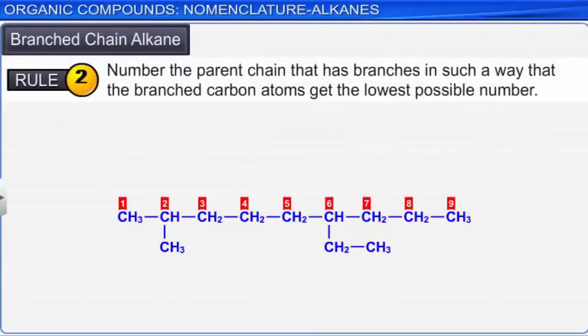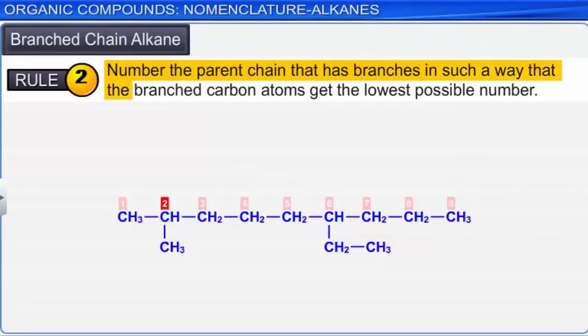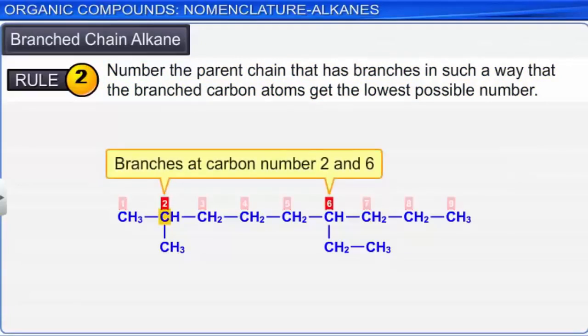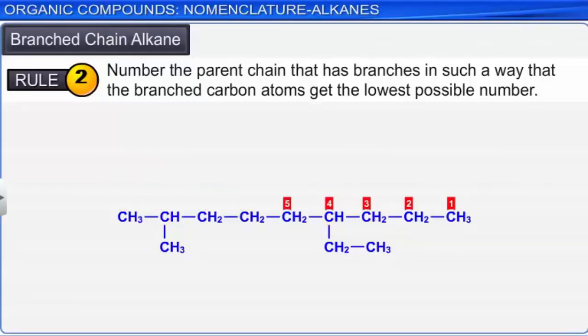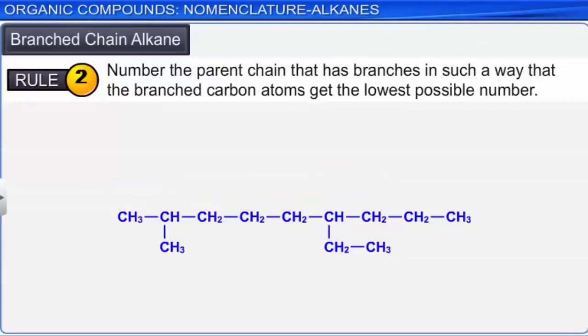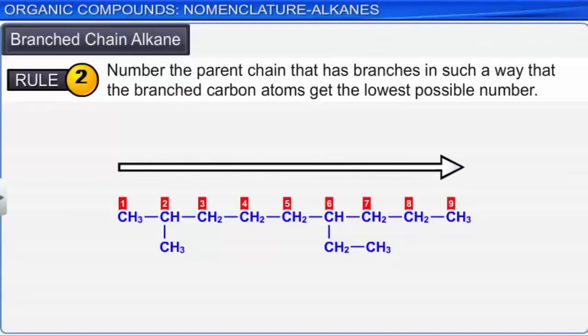Rule 2. Number the parent chain that has branches. The numbering of the chain is done in such a way that the branched carbon atoms get the lowest possible number. If we number the chain from left to right, then the branches are located at carbon 2 and 6. And if we number the chain from right to left, then the branches are located at carbon 4 and 8. As per the rule 2, the numbering should be done from left to right.